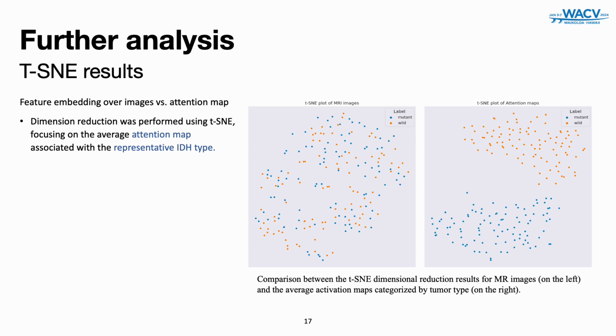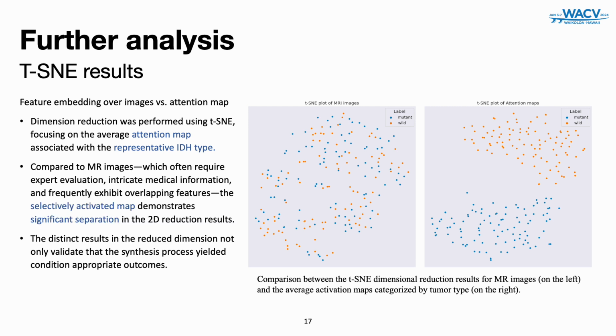Lastly, using t-SNE, comparative analysis was conducted for full MR images and average tumor attention maps. Tumor features often have complex and overlapping characteristics. However, the selectively activated attention map demonstrates significant separation in the results. This distinct separation in the reduced dimensional space serves to validate that the synthetic process has indeed produced conditionally appropriate outcomes, and further indicates that it could be an efficient approach for extracting desired feature information.